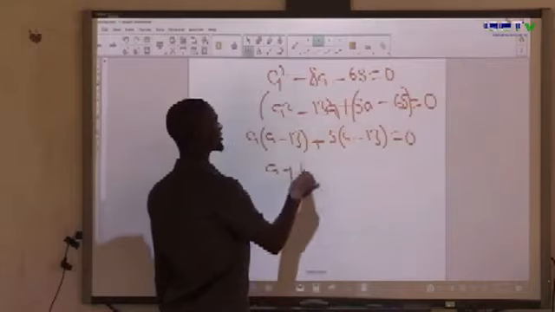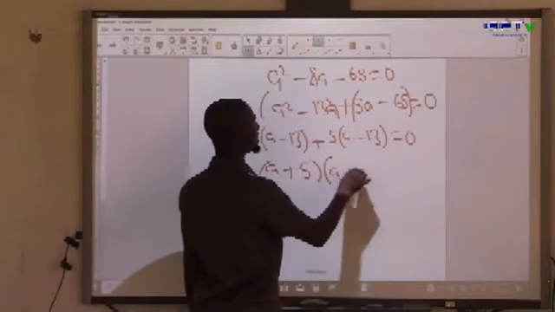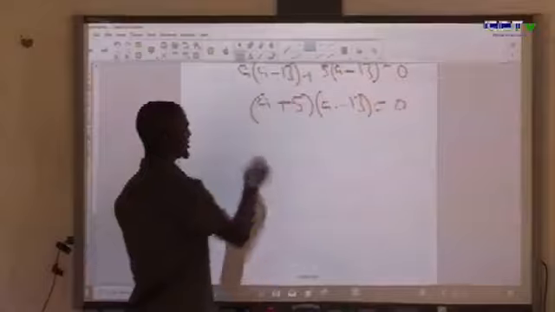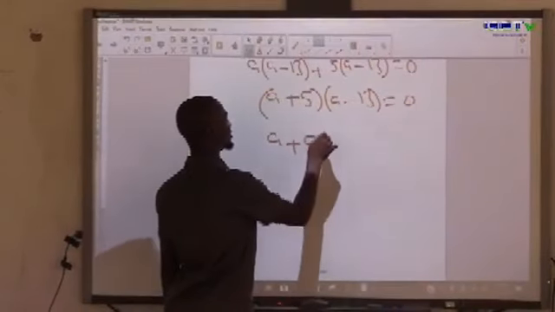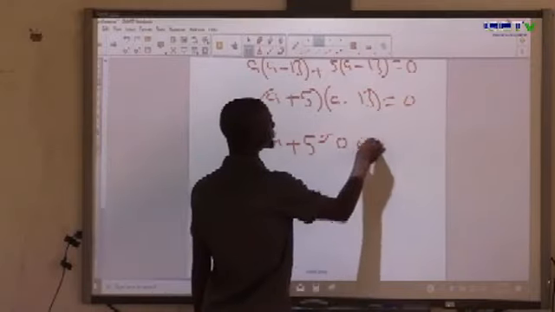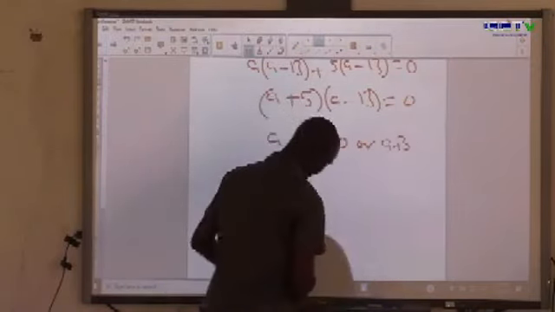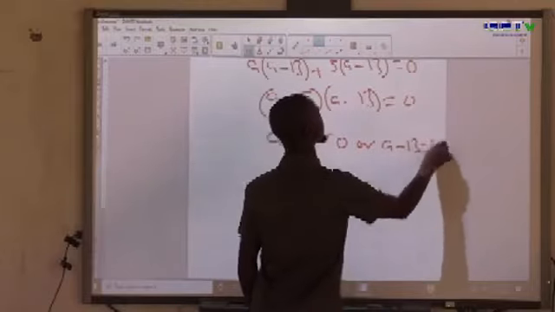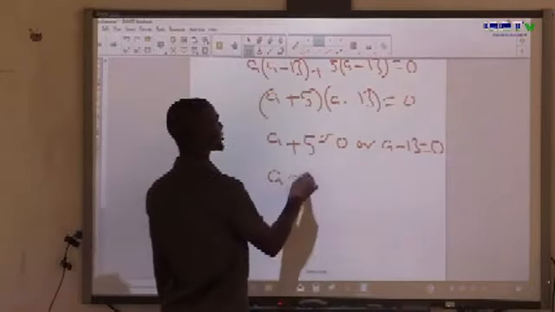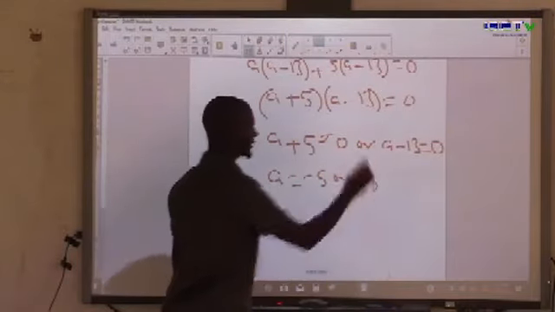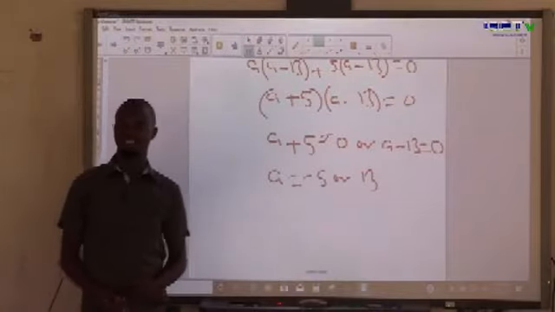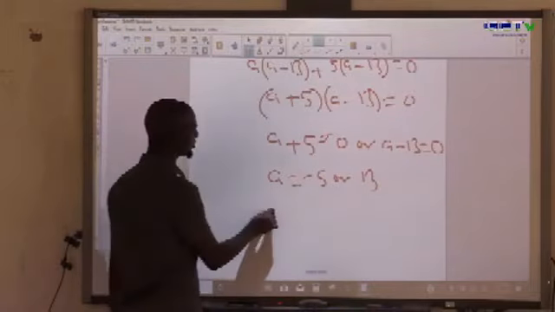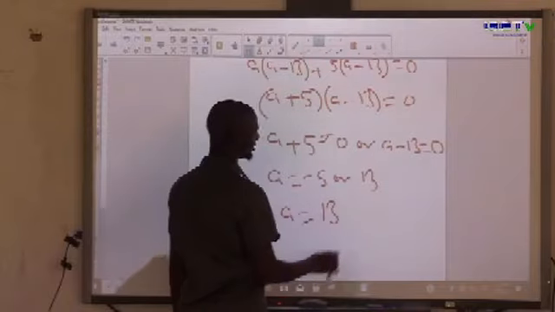So you will have A plus 5 and A minus 13 is equal to 0. If you use the zero product, you will have A plus 5 is equal to 0, or A minus 13 is equal to 0. So your A is equal to minus 5 or 13. Hence, since you are looking for distance, your right answer is going to be positive 13. It cannot be negative. So therefore, the value of A is equal to 13.